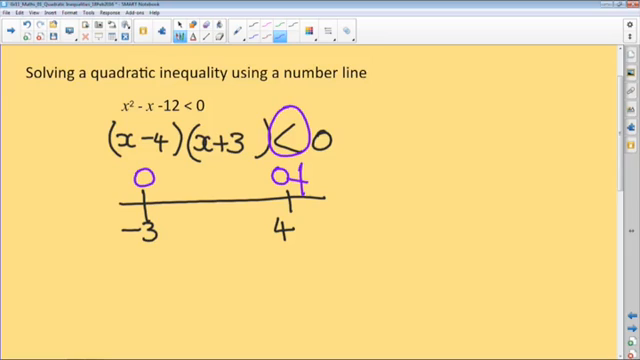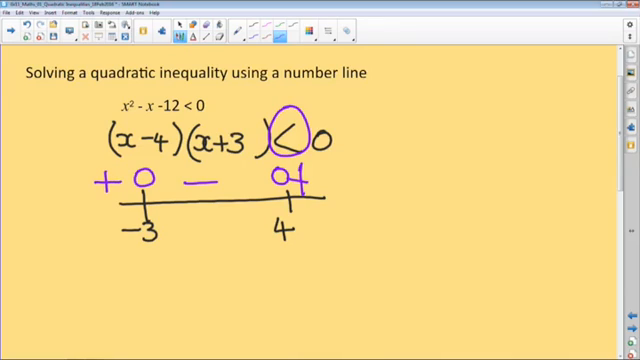Now, in the middle, I'm taking numbers between minus 3 and 4, and a random number, if I take a 0, right? So that will be 0 minus 4, 0 plus 3, I get minus 4 times 3, which is negative 12. And the sign of that answer is a minus, right? And then this side of negative 3, I take numbers less than minus 3, for instance, minus 4. I'll have minus 4 minus 4, which is negative 8, minus 4 plus 3, it's negative 1. Then negative 8 times negative 1, I get a positive 8. So the answer is a plus.